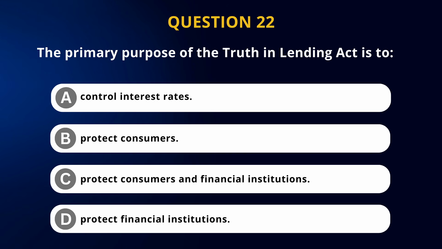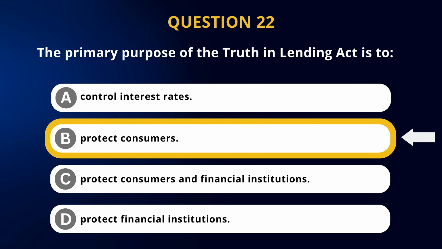Question number 22. The primary purpose of the Truth in Lending Act is to letter A, control interest rates. Letter B, protect consumers. Letter C, protect consumers and financial institutions. Letter D, protect financial institutions. The primary purpose of the Truth in Lending Act is to, and the answer is letter B, protect consumers.